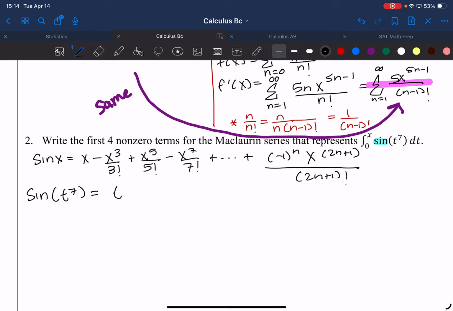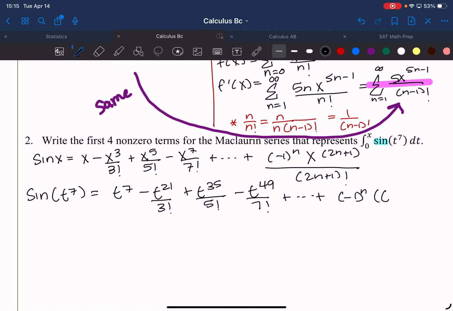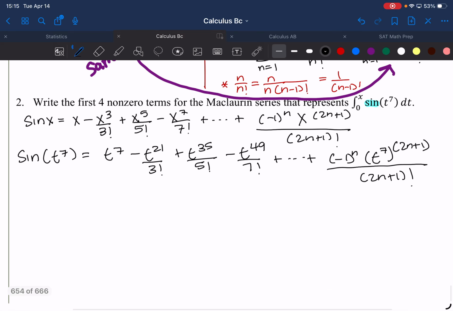So this is going to become t to the 7th minus t to the 21 over 3 factorial plus t to the 35 over 5 factorial minus t to the 49 over 7 factorial plus all the way to negative 1 to the power of n, t to the 7th power to the power of 2n plus 1 all over 2n plus 1 factorial. So anywhere there was an x, I plugged in t to the 7th power.